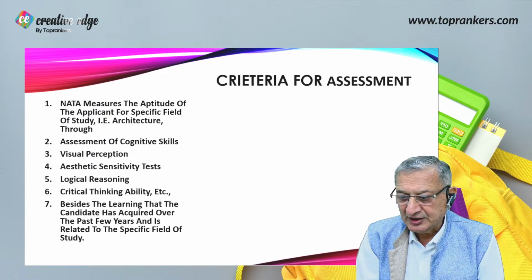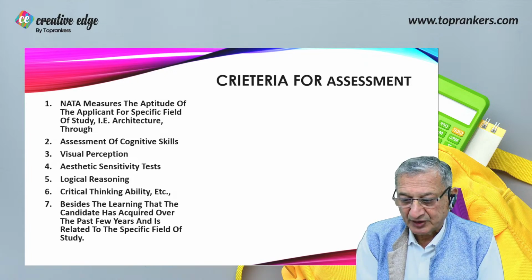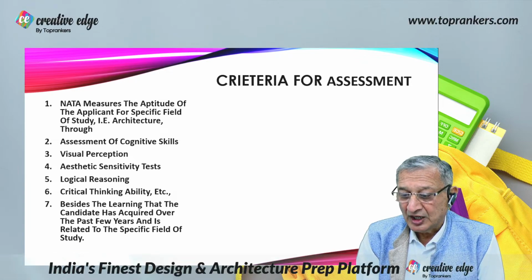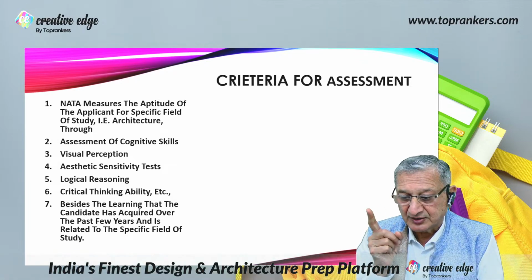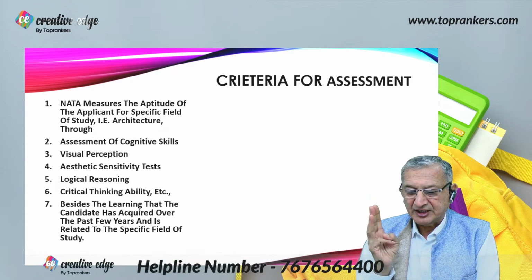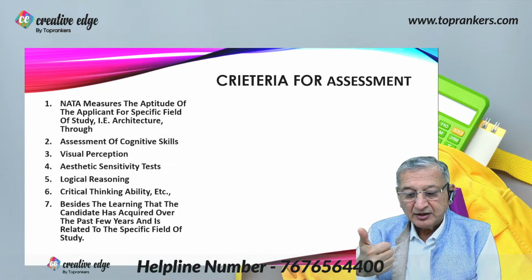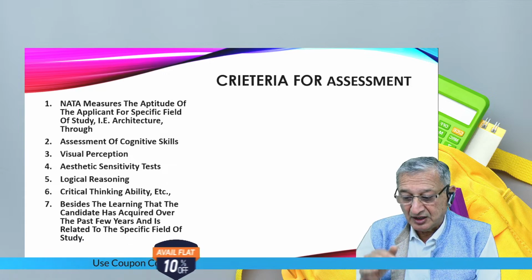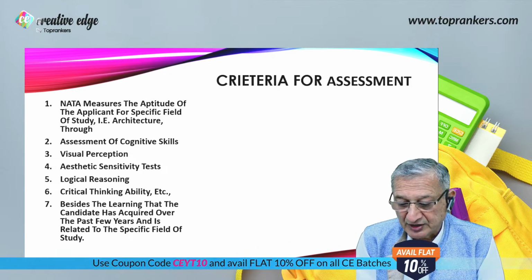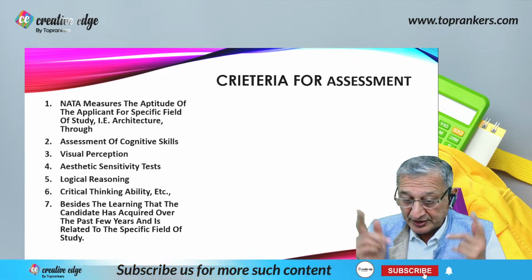Criteria for assessment: NATA measures the aptitude of the applicant for the specific field of study, that is architecture, through assessment of cognitive skills, visual perception, aesthetic sensitivity test, logical reasoning, critical thinking ability, etc. Besides the learning that the candidate has acquired over the past few years and is related to the specific field of study, including the GK.